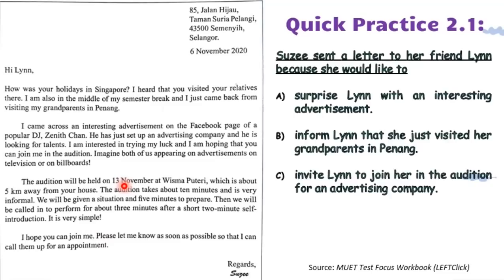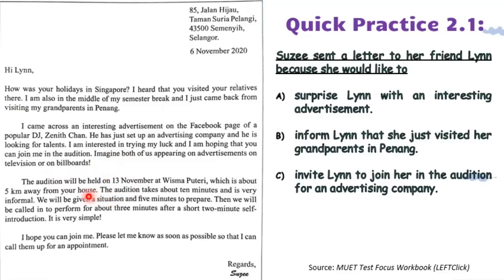Okay, if you look at the three parts of this letter, you can see that Susie mentioned an advertisement in a Facebook page. Who posted the advertisement? Zenith Chan. What is the advertisement about? The DJ is looking for talents. Okay, and then Susie wants to try out and she wants Lynn to join her.